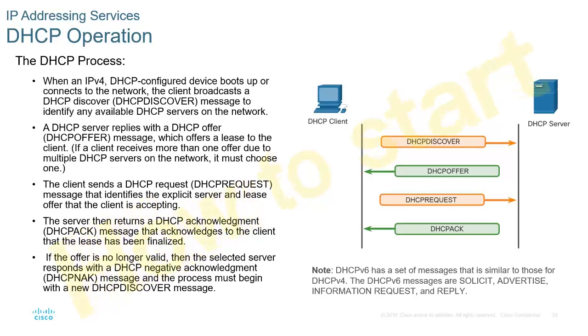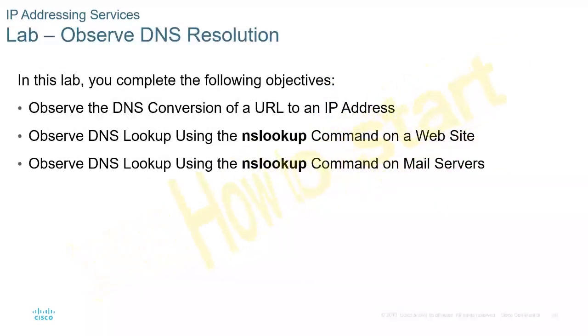The client may receive more than one offer due to multiple DHCP servers, so it must choose which one it's going to select, assuming there are multiple DHCP servers on the network. Whichever one it wants to go with, it will send as a request. That message will identify the explicit server and the lease offer that the client is accepting. That is why the server then has to send an acknowledgement verifying that that is what I want. We do actually have a lab looking all of this over.